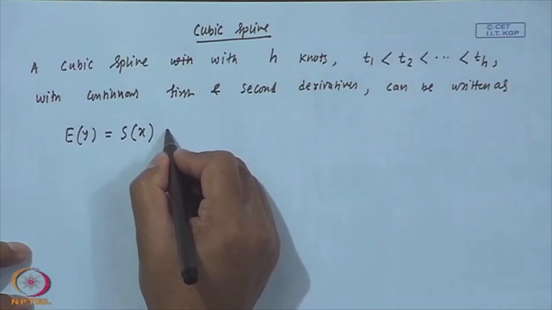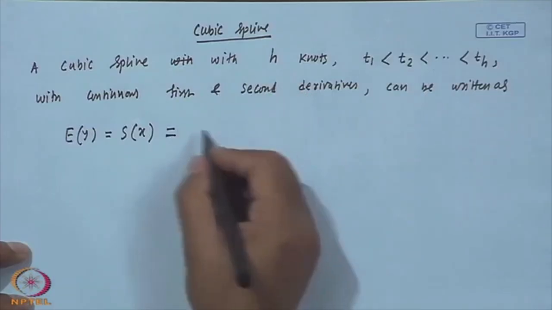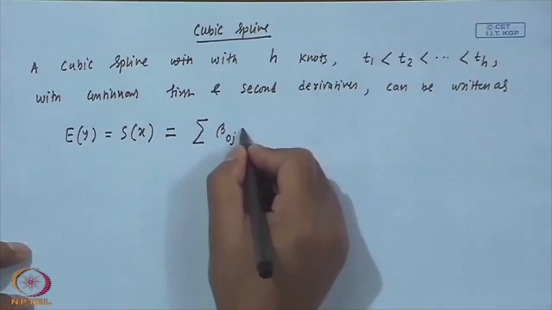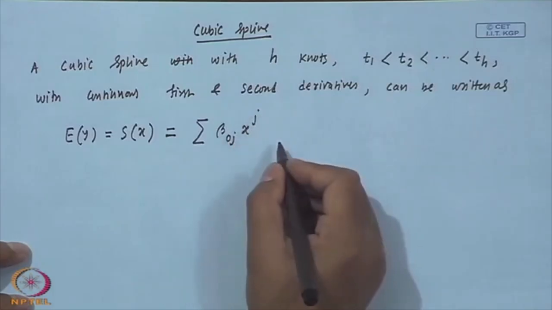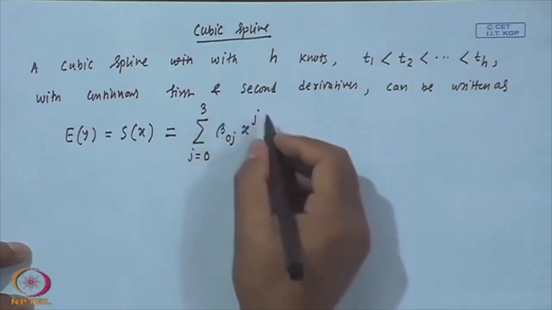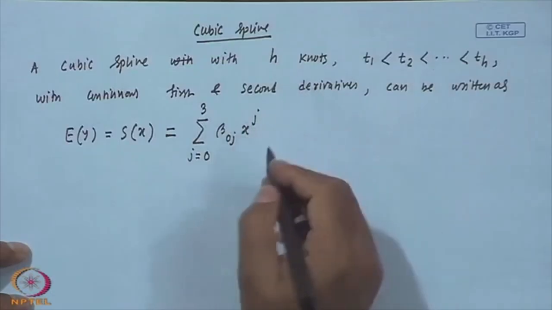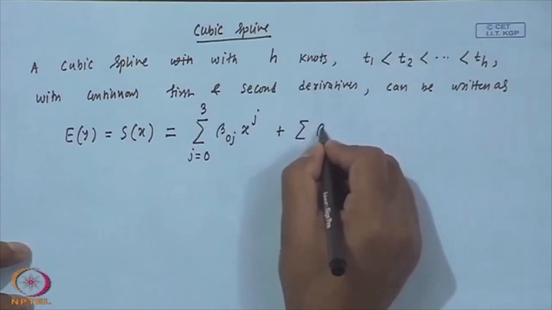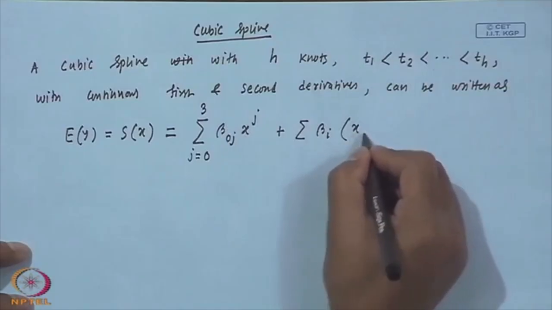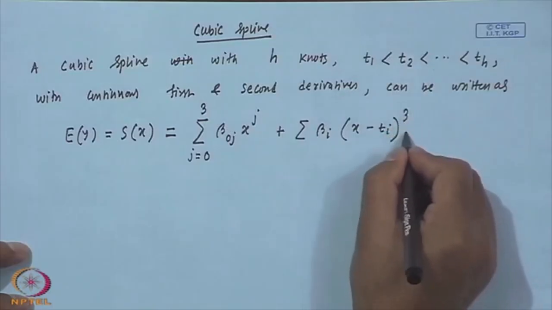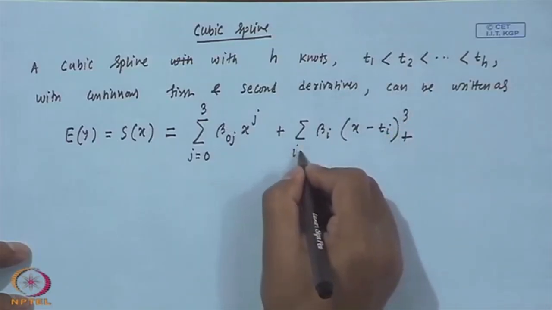So, I am writing the cubic spline model involving k knots. This is the model: the sum of beta naught j x to the power of j, where j is from 0 to 3 because it is of order 3, a cubic spline, plus the sum of beta i times (x minus t i) plus to the power of 3, with i equal to 1 to h.